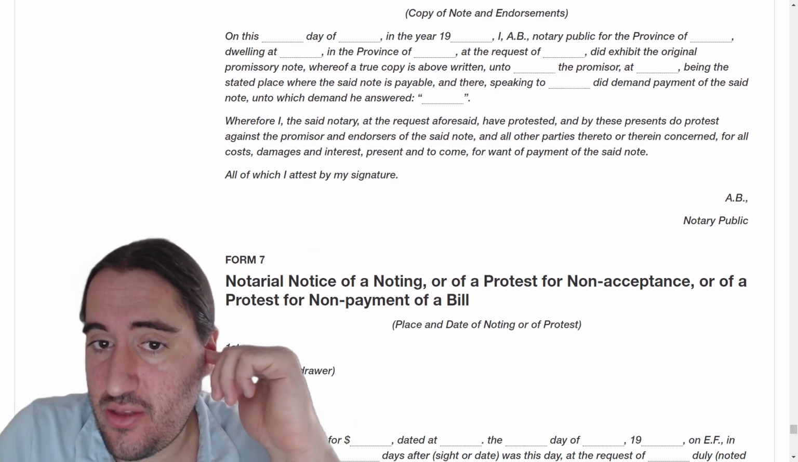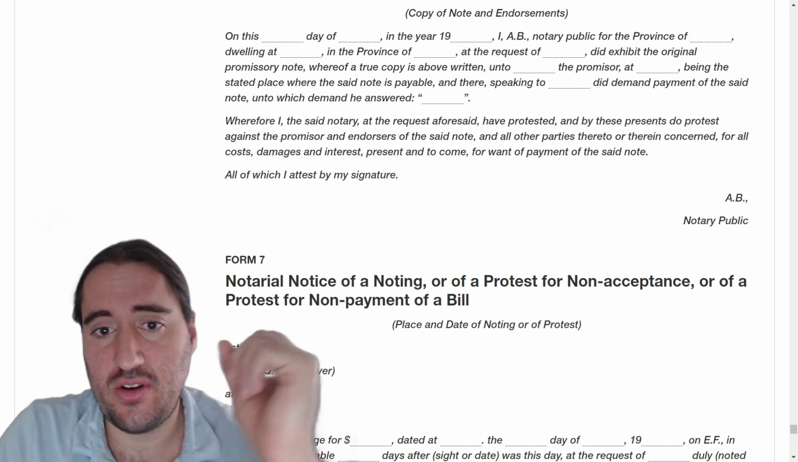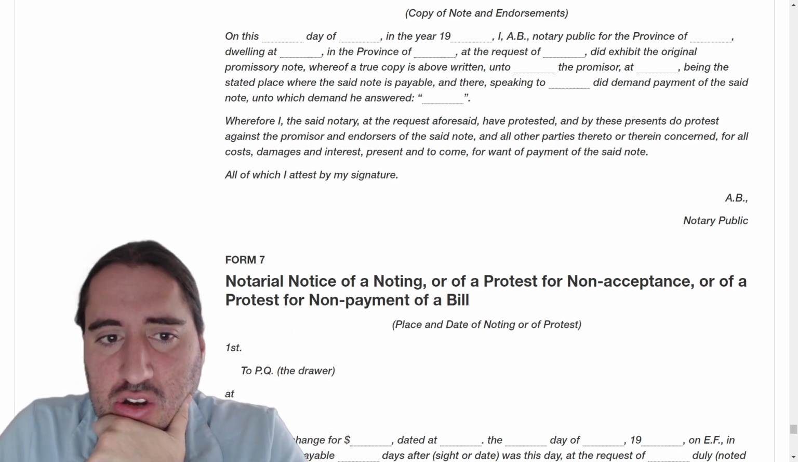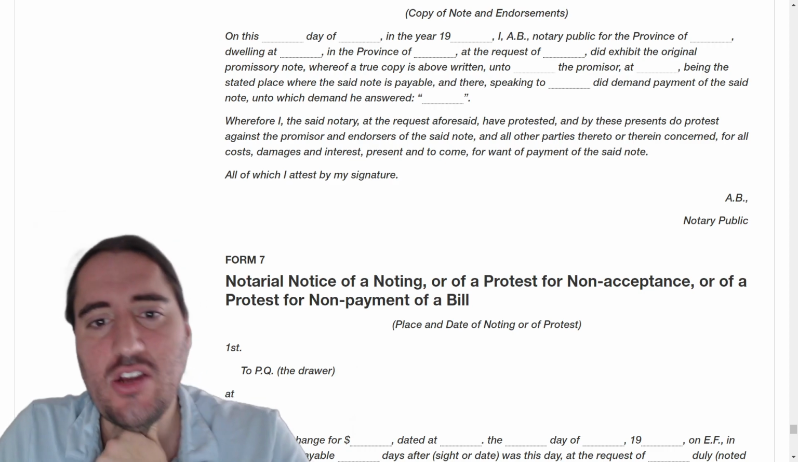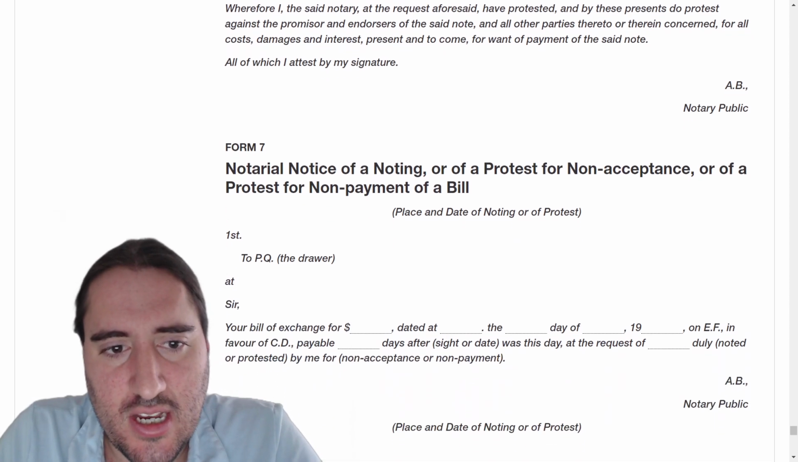Wherefore I, the said notary, at the request of the aforesaid, have protested, and by these presents do protest against the promisor and endorsers of the said note, and all other parties thereto or therein concerned, for all costs, damages, and interest present and to come for want of payment of the said note, all of which I attest by my signature.